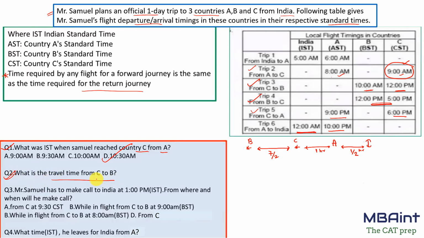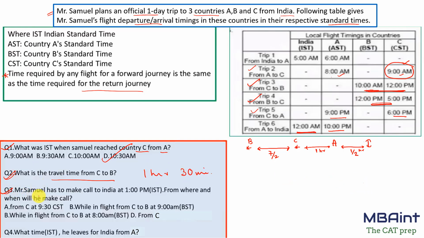Now the second question is very simple. What is the travel time from C to B? What is the visual time difference from C to B? The visual time difference is negative. Plus, for C to B we'll have to add the time zone difference, that is 7/2. So this gives us 3/2, which makes it 1 hour 30 minutes.